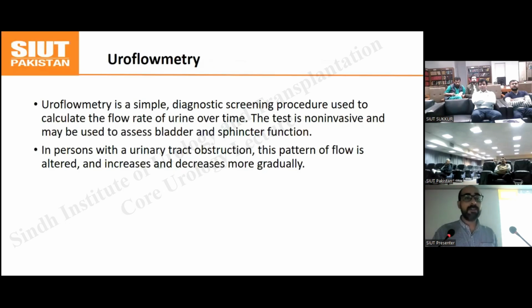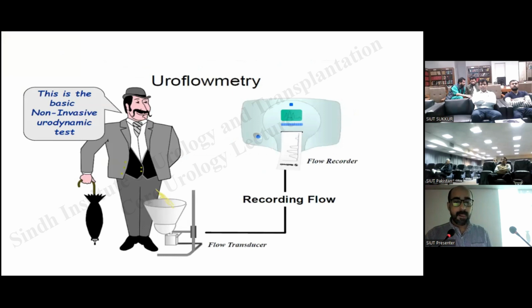And uroflowmetry is performed. It's a simple diagnostic screening procedure used to calculate the flow rate of urine over time. The test is non-invasive and may be used to assess bladder and sphincter function. In a person with a urinary tract obstruction, this pattern of flow is altered and increases and decreases more gradually. It's a UFM machine which is connected with a recorder. The signal goes to the recorder, and the graph is made.